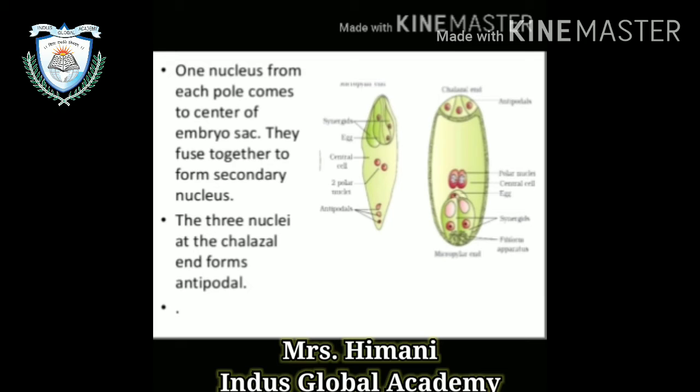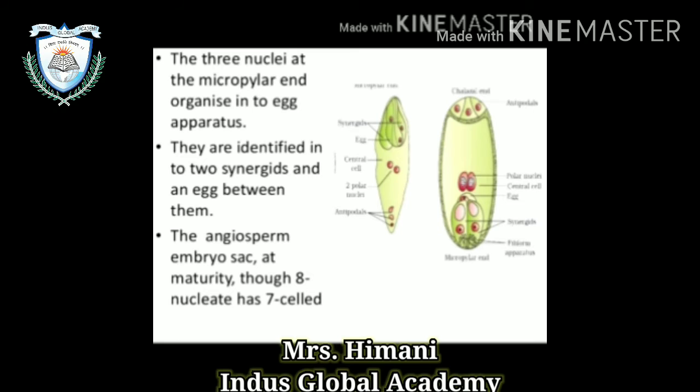The 3 nuclei at the chalazal end form the antipodals. Just match all these explanations to the given diagram side by side. I told you what is chalazal end and what is micropylar end, so please don't confuse them. The 3 nuclei at the micropylar end organize into the egg apparatus. They are identified as 2 synergids and an egg between them.